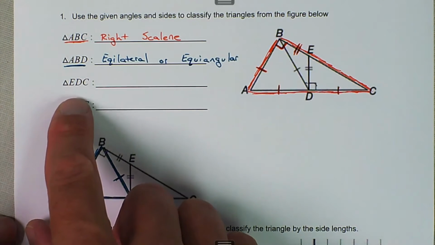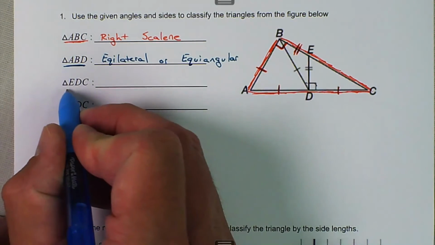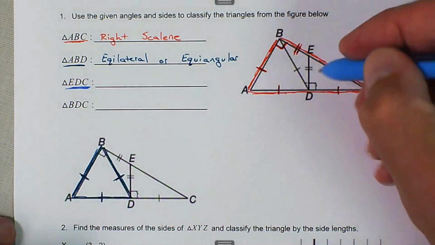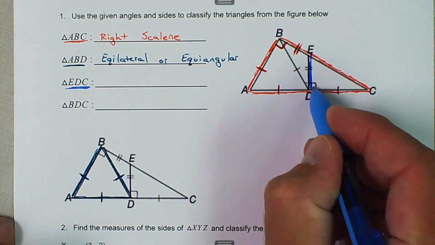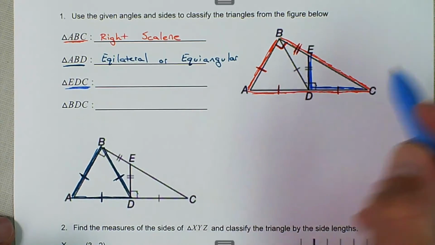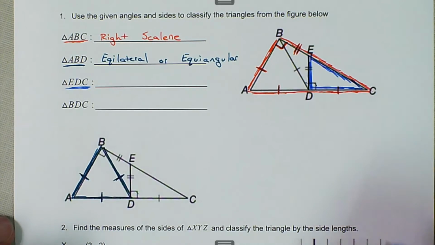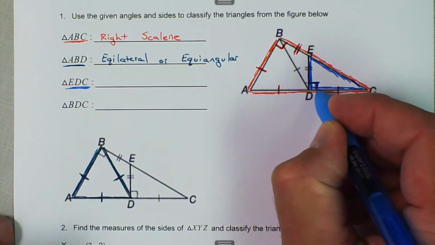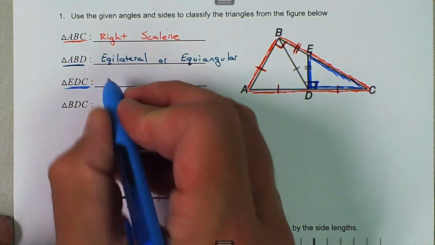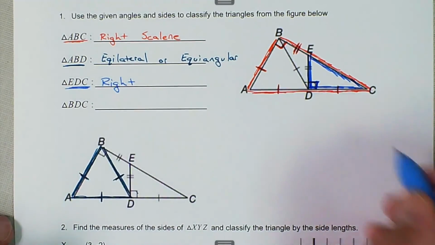Next one we have is EDC. So I'll use this blue pen, EDC. I'll go back over here. So here's ED, and there's C. So again, look at the angle first. We have a right angle at angle D. So we know that this is going to be some type of right triangle.